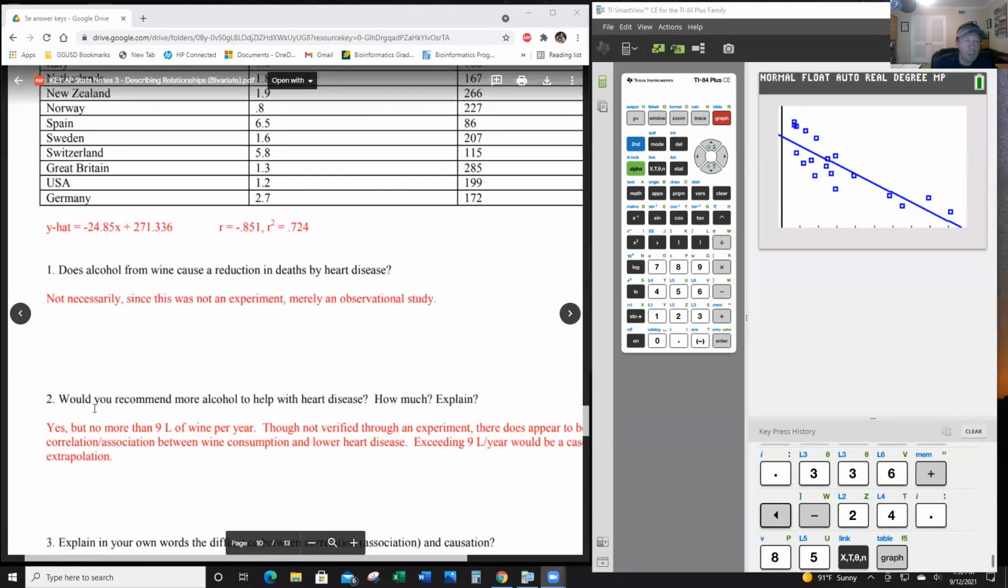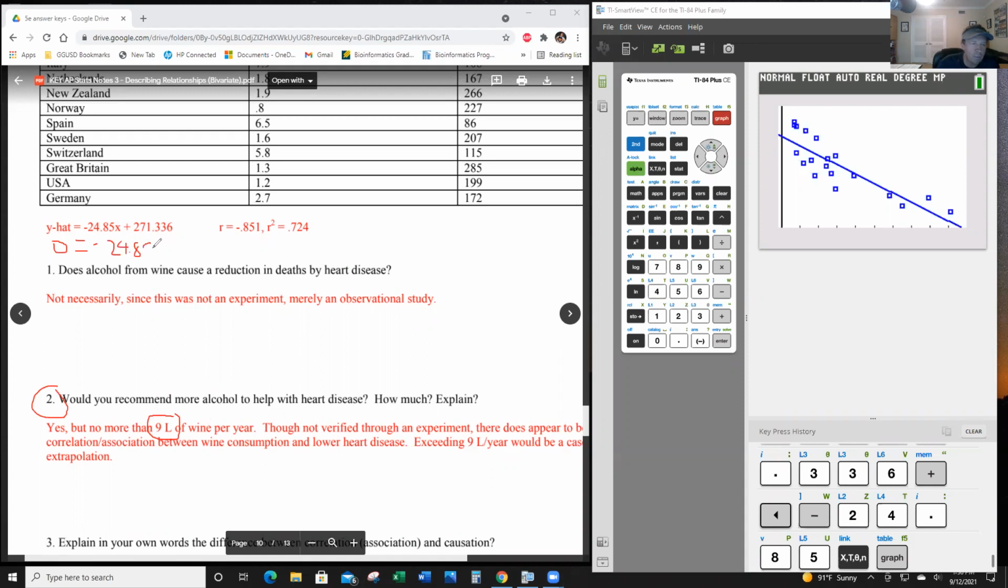Okay, so let's go down to the next one. Would you recommend more alcohol to help with disease? How much and why? This is super open-ended. You could say yes. I put no more than 9 per year. What I did to get that, this is just a clever question. There's not much here, but I was thinking, what if we zeroed out the expected deaths from heart disease and just figured out how many liters that would be?